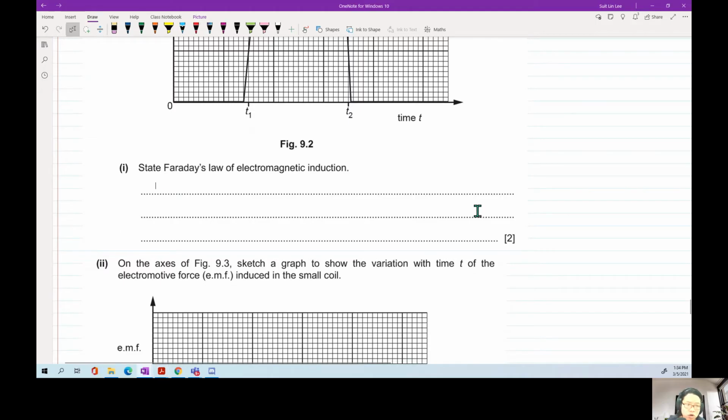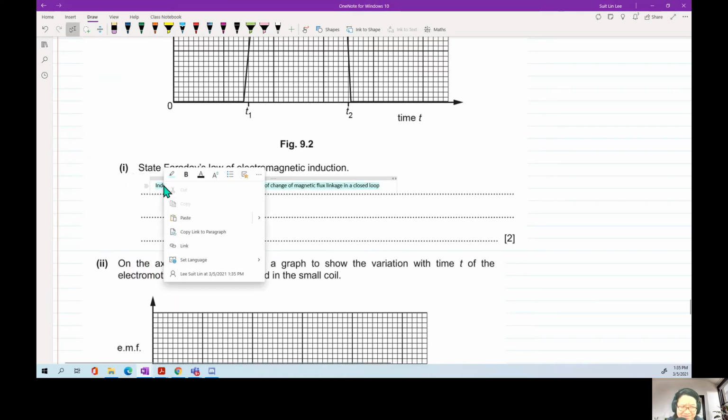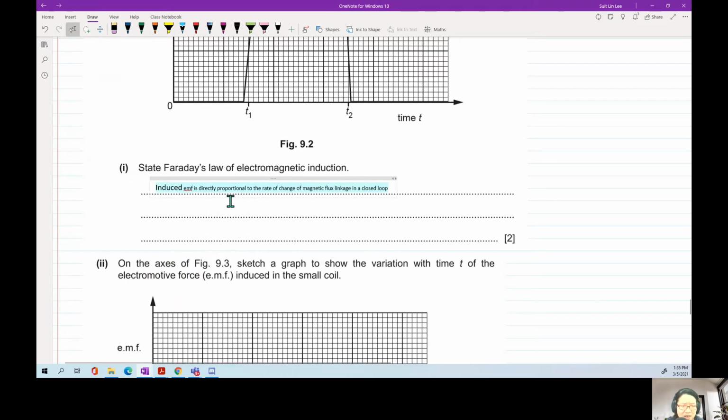Okay, so the law here says that the induced EMF is directly proportional to the rate of change of magnetic flux in a closed loop. 2 marks. At least you should be able to write the definition even if you don't really intend to answer this topic, because it's kind of bonus. Okay, there we go. So where are the marks? I'm looking at the mark scheme now.